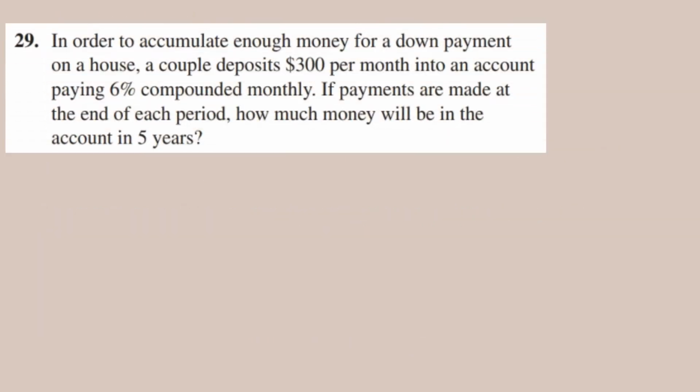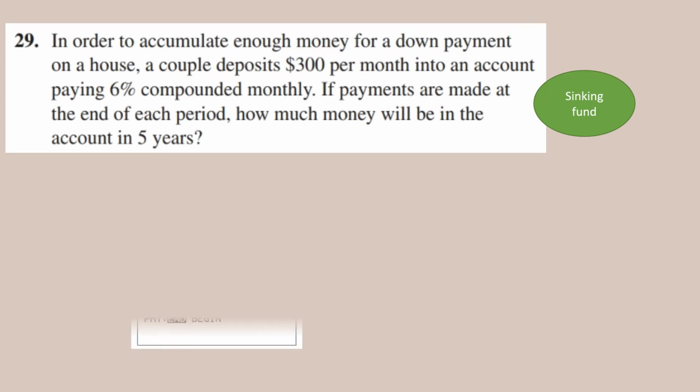Let's see an example here. In order to accumulate enough money for a down payment on a house, a couple deposits $300 per month into an account paying 6% compounded monthly. If payments are made at the end of each period, how much money will be in the account in 5 years? So we know that it is a sinking fund because we are trying to accumulate enough money for future purposes.